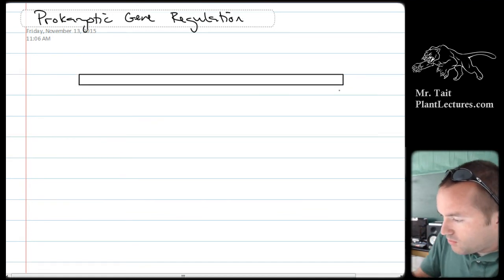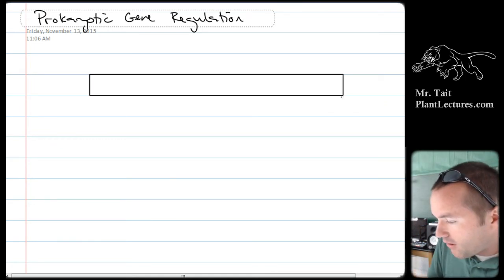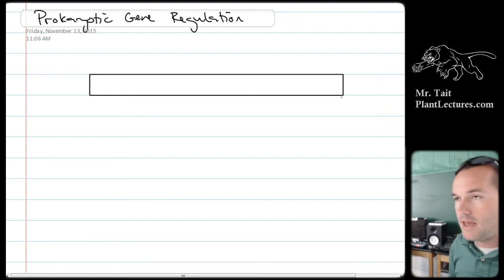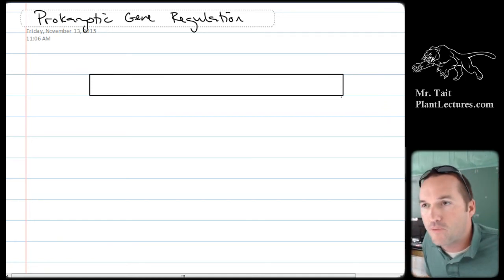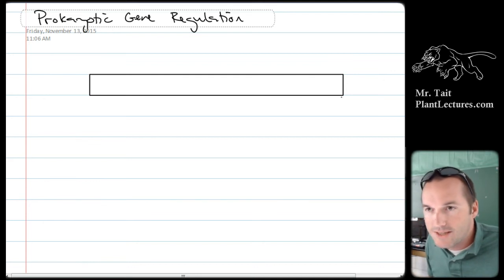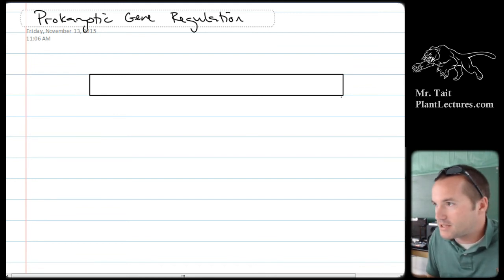The first thing that you need to understand about this is that prokaryotes are dumb. They do not think. They don't have nervous systems. They don't have brains. They don't make decisions. They don't have a conscious decision-making process, right?